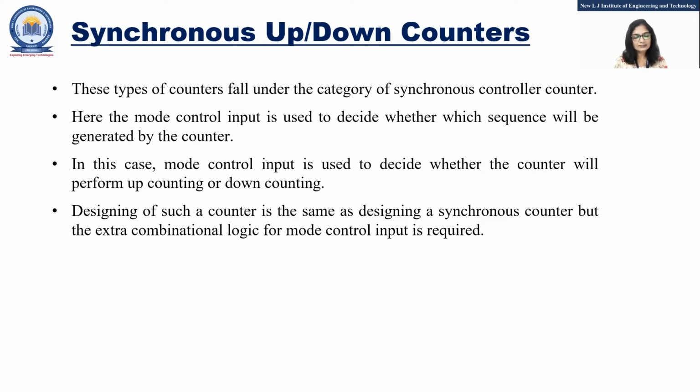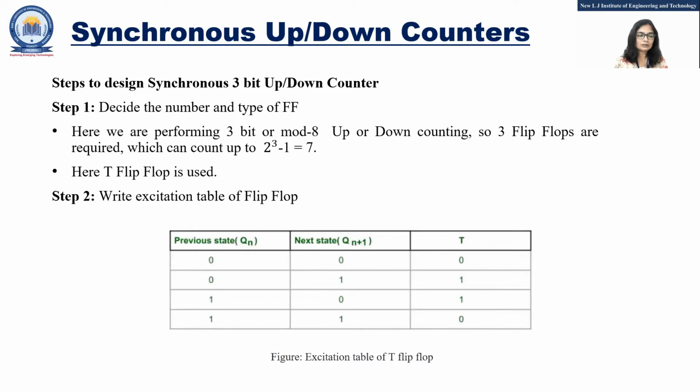So let's see the steps of these synchronous up-down counters. As you know, step 1, decide the number of flip-flops and decide the type of flip-flop. Suppose I want to design a synchronous 3-bit up and down counter. So here 3 bits are there. In the first step, we will decide the number of flip-flops. Number of flip-flops is equal to number of bits. So here we will use 3 flip-flops.